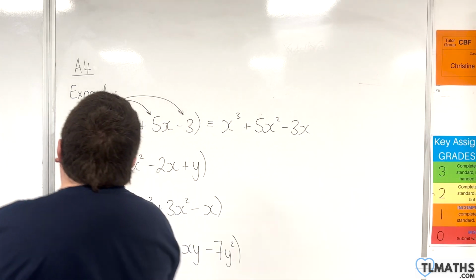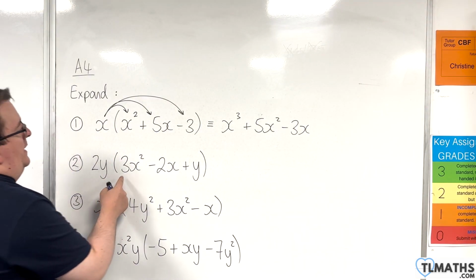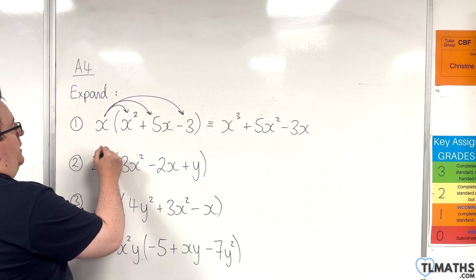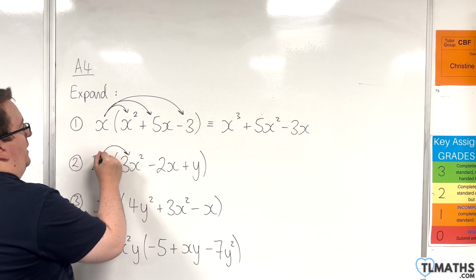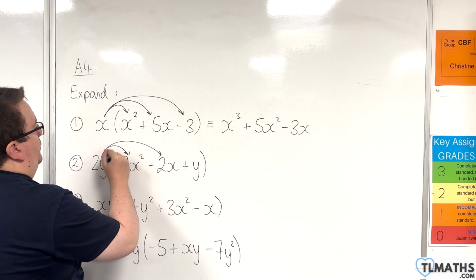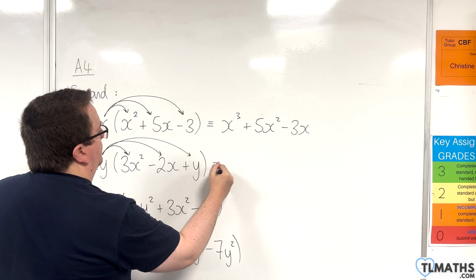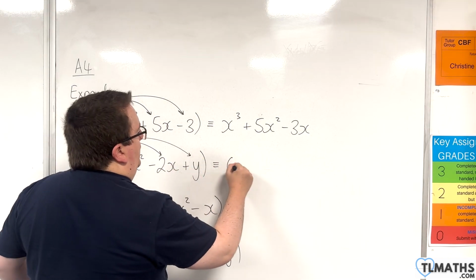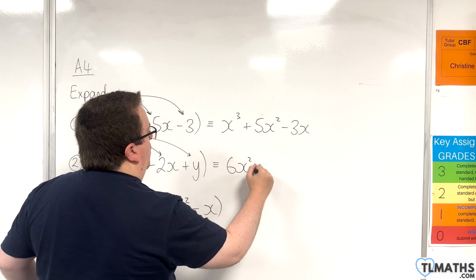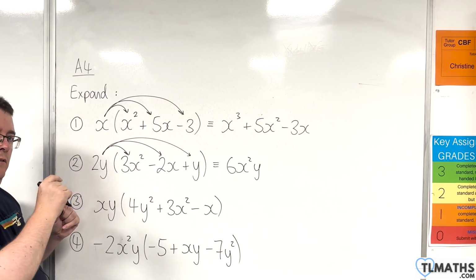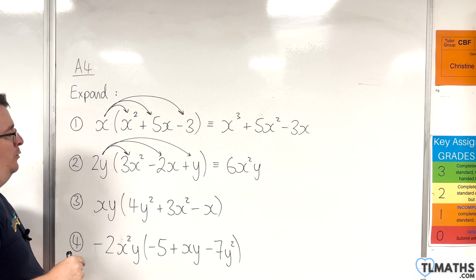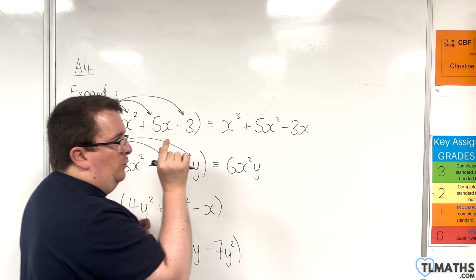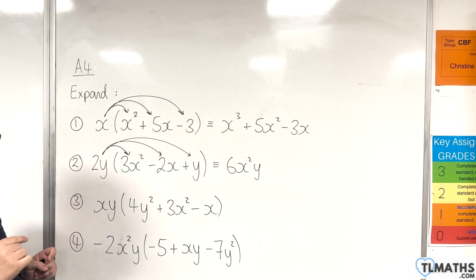Number 2, we have 2y on the outside, then 3x squared take away 2x plus y on the inside. So the 2y needs to multiply with the 3x squared, with the minus 2x, and with the y. 2y times 3x squared will be 6x squared y. And I'm making sure I'm writing the letters in alphabetical order here. It's just so it's easier to spot like terms if they appear.